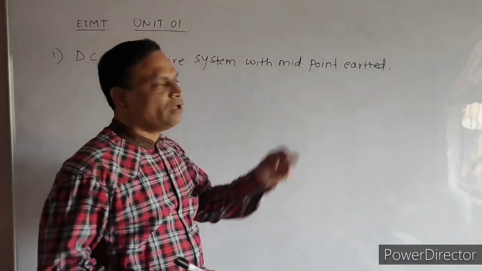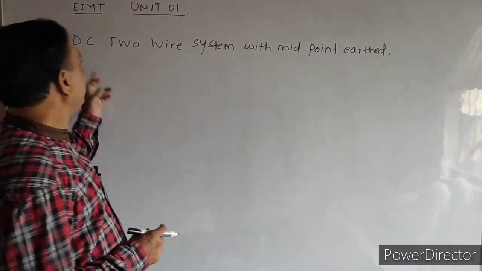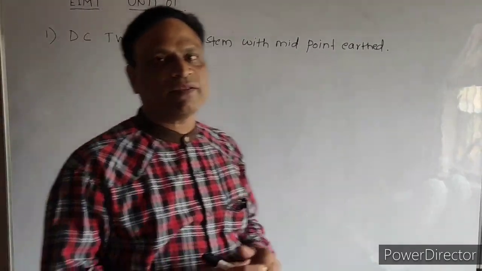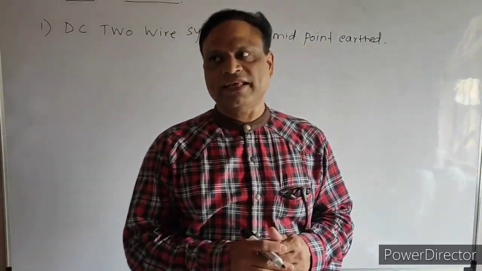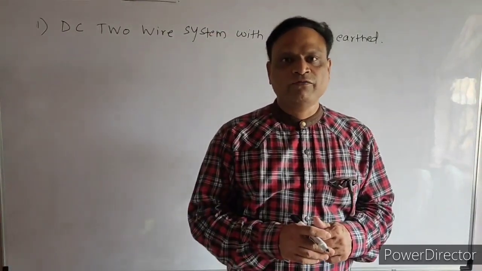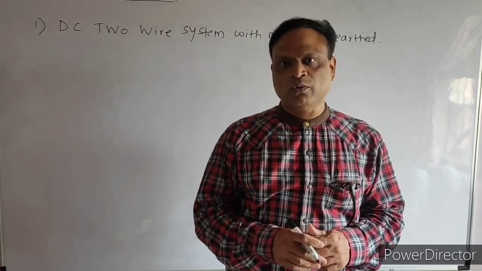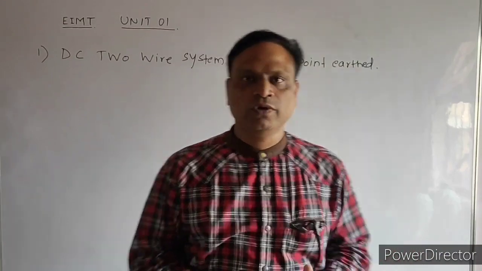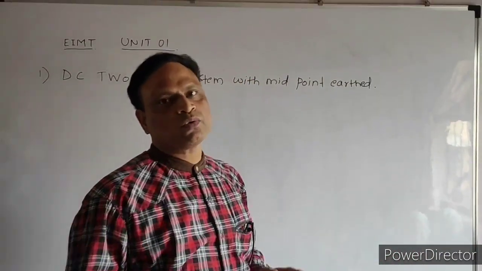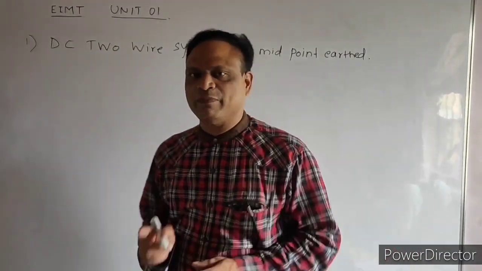Now we'll see the expressions for volume of the conductor for various defined systems. So first system we'll consider a DC two-wire system with midpoint earth. There is some common law for deriving these expressions, and if you know this, then you will be able to derive the expressions for all the systems. So what are these common rules? Just I am telling you, just keep it in the mind.